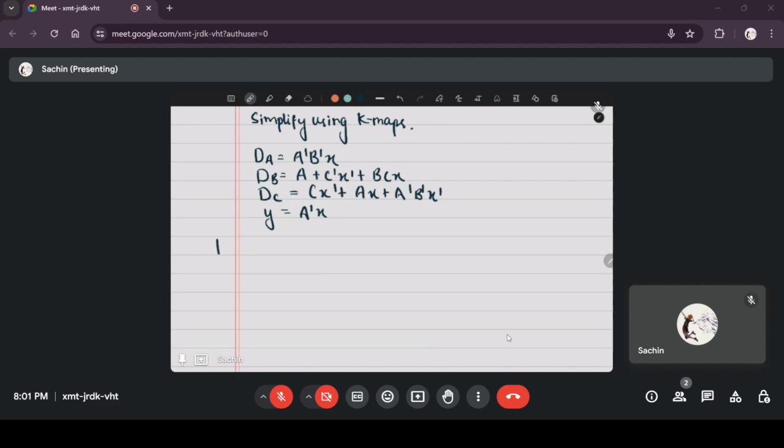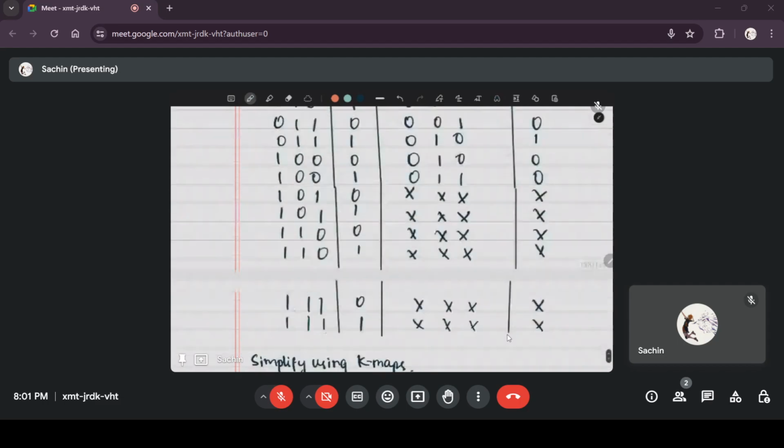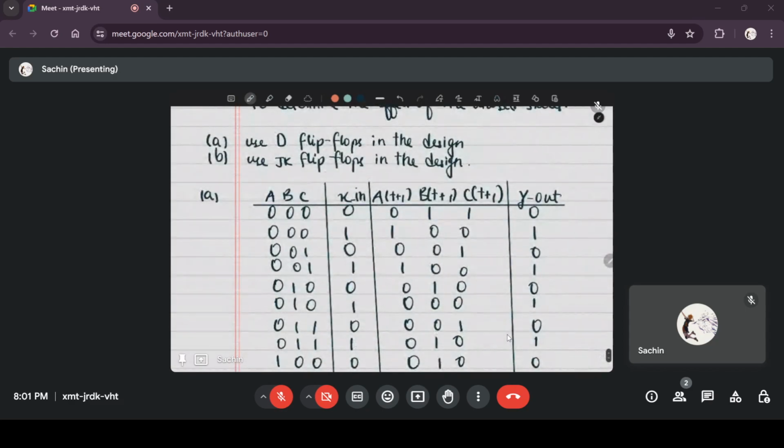For part B, I'll leave that as a homework. You just need to write the inputs J, K, and X to this, X to Y out, and use the excitation table to write what inputs you need to give for which state transition to happen.